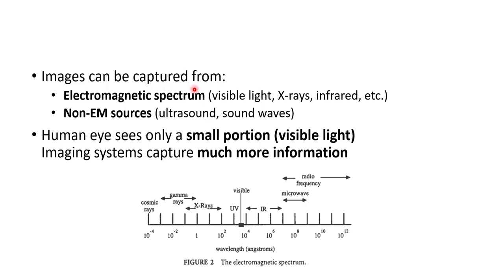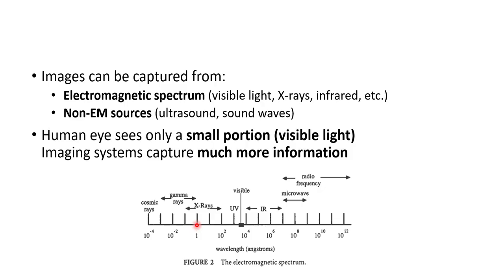Images can be captured from the electromagnetic spectrum or the non-electromagnetic spectrum. What we are able to view is only within a particular bandwidth, which is the visible light. Only if the visible light falls at this particular wavelength will we be able to see the images.